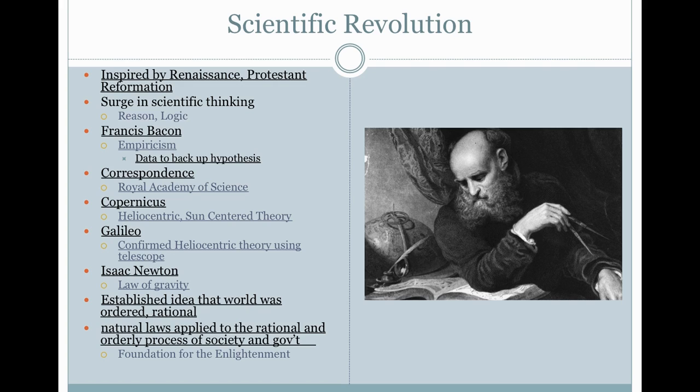The church was not using logic and data and reasoning. Their theories were very off, to put it mildly. Francis Bacon is the father of the scientific method. That is also known as empiricism, or using data to back up a hypothesis. The church didn't use data to back up a hypothesis; the church believed that Earth was the center of the universe. And that's going to be challenged by Copernicus and Galileo.